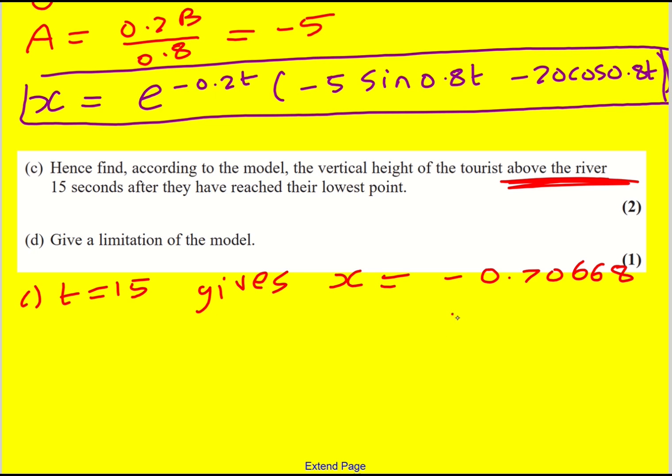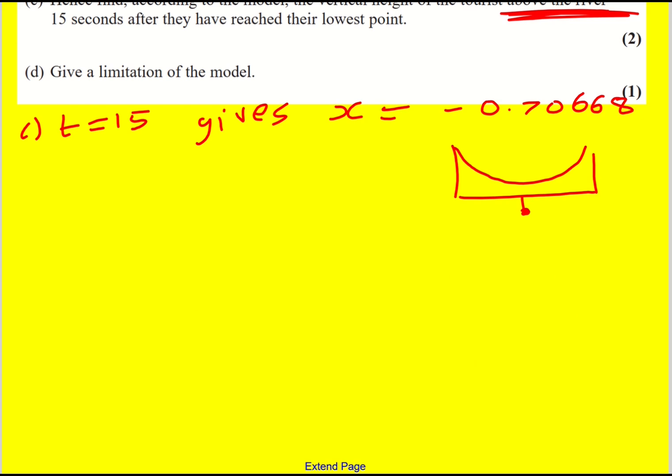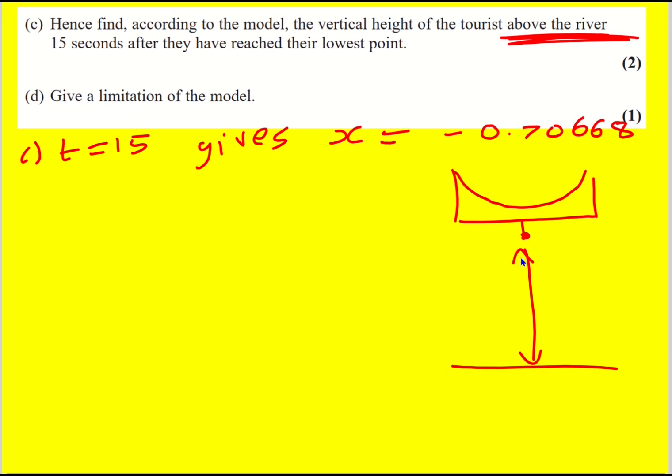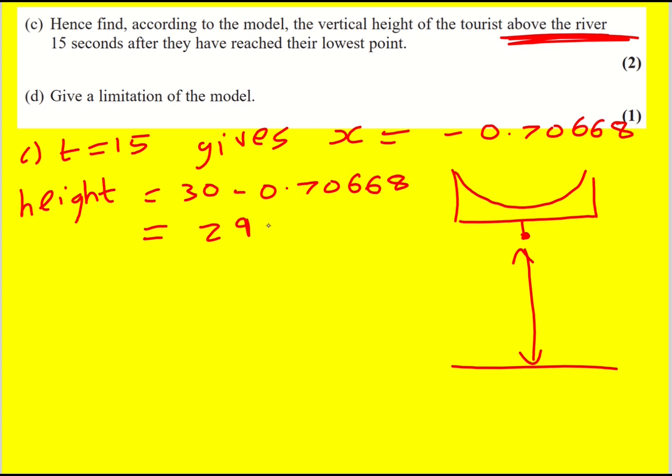0.70668. So remember, we've got our bridge, and we're going to be here. But we actually want this height, and the whole height is 30. So it's going to be 30 minus 0.70668. And you lose both marks if you don't do this. And it's so easy to just rush through it and not think about it. But 29.293, which gives 29.3 meters.